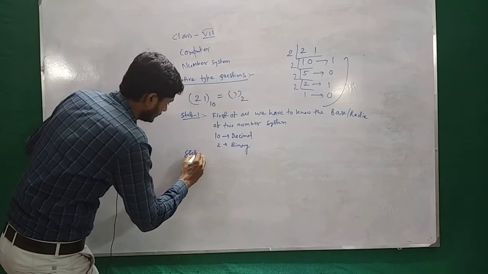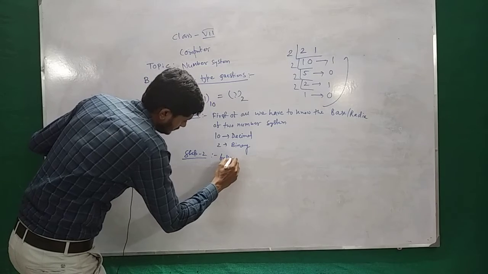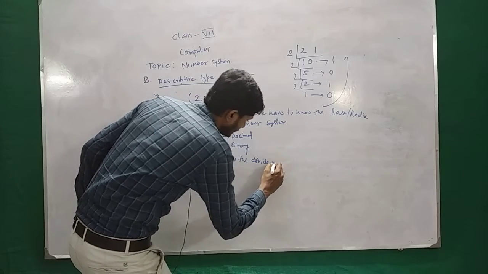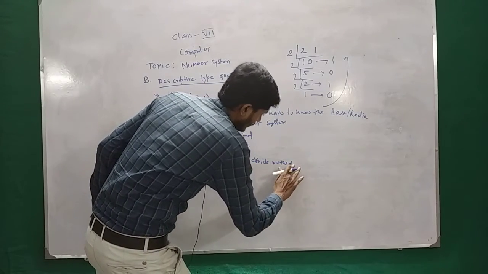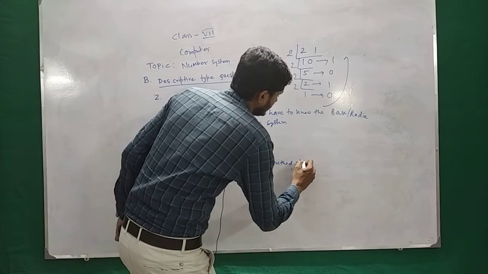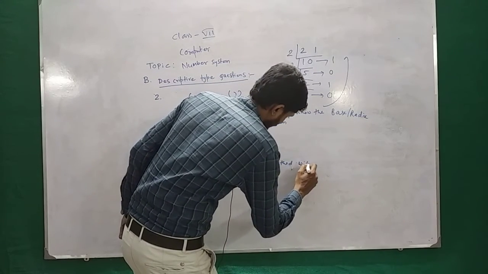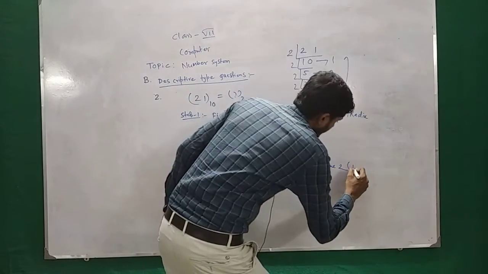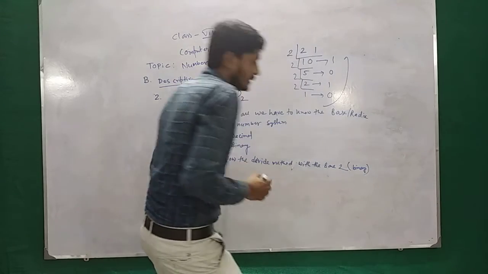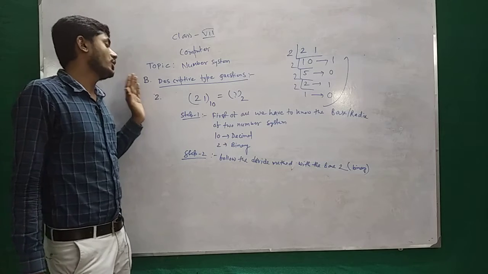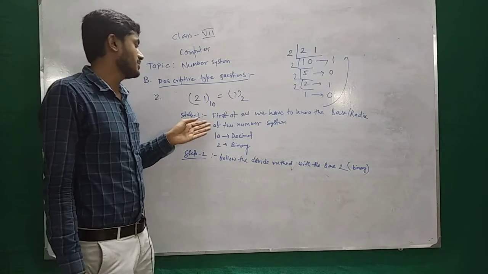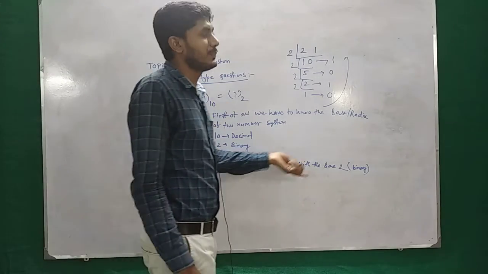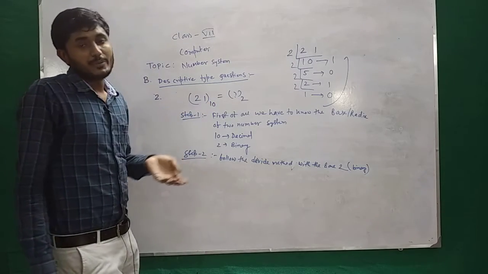So step 2, follow the divide method with the base 2, that means in binary. Clear? So first of all you have to know the base or radix of the two number systems given, that means 10 and 2. 10 means decimal and 2 means binary. Then follow the divide method with the base 2.